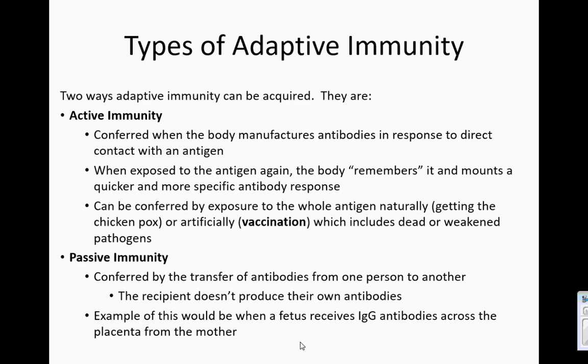I always think you have to be active to go out and get a vaccination. You have to actively move your body to go get that. You have to actively catch the cold or whatever it is that you're catching antibodies for.